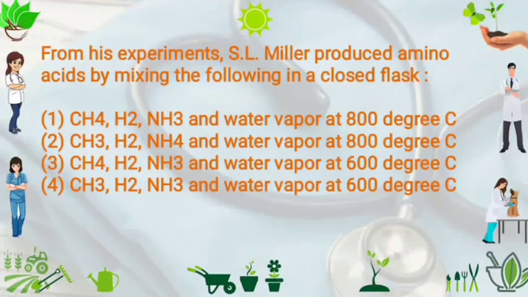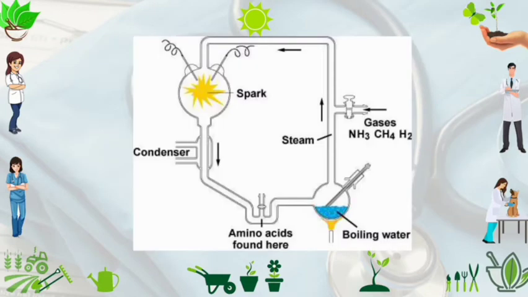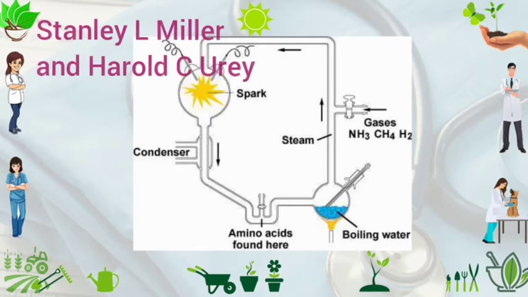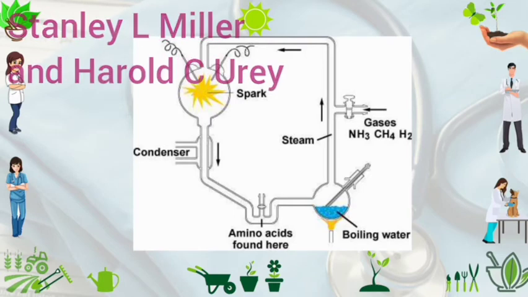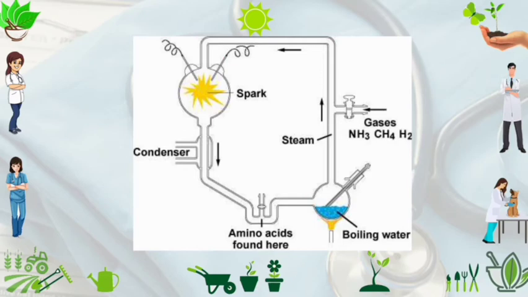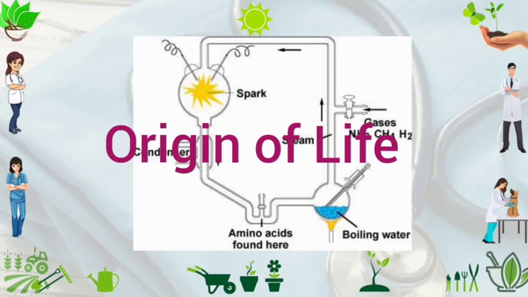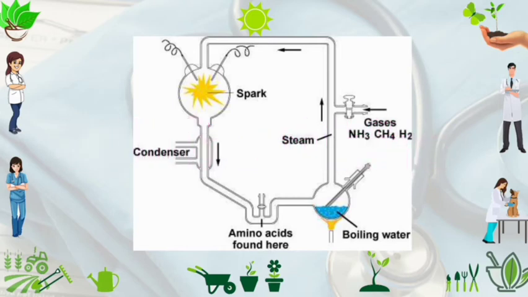Next question. From his experiment, S. L. Miller produced amino acids by mixing the following in a closed flask. Let's see the experiment conducted by Stanley L. Miller and Harold C. Urey briefly. They performed an experiment to describe the origin of life on Earth. It's commonly known as the Miller and Urey experiment.